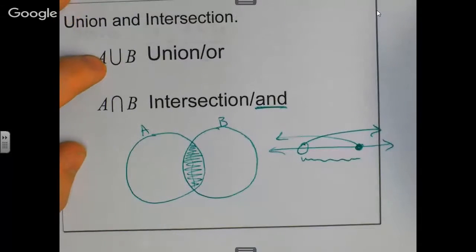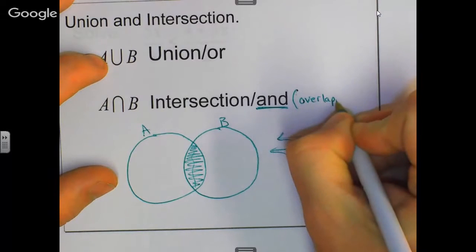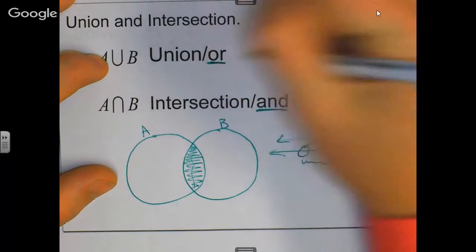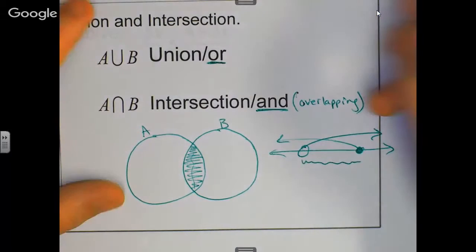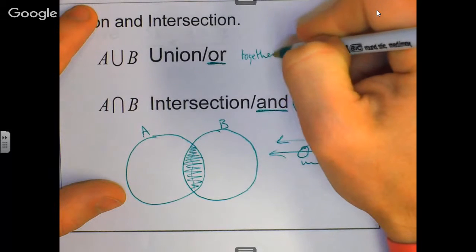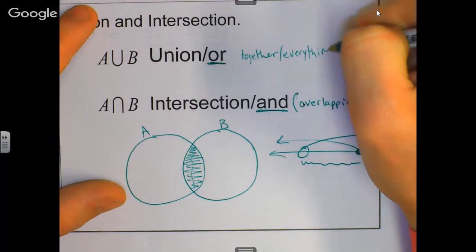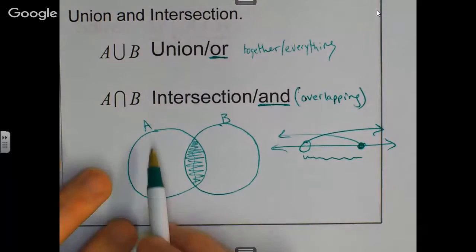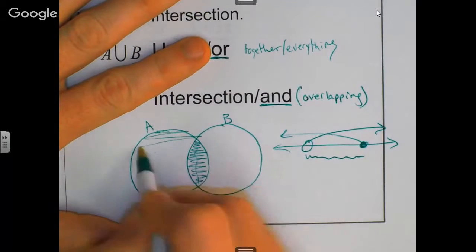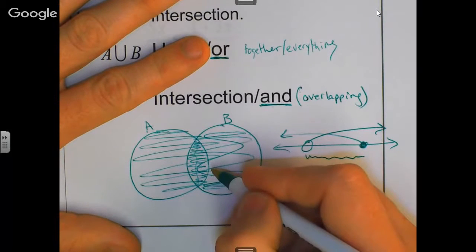The union, we could also look at overlapping with the intersection. Union is our keyword "or", so one or the other has to happen, but we also have together, or everything. Okay, so if we look at the union of A and B, that is talking about the entire Venn diagram, everything in here, even the intersection.